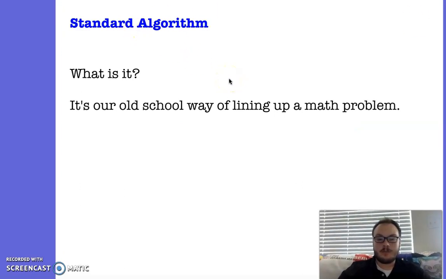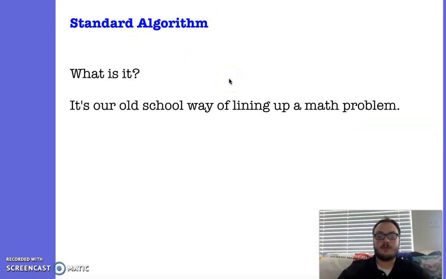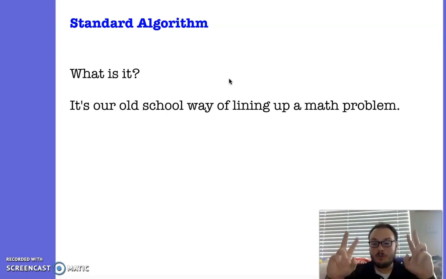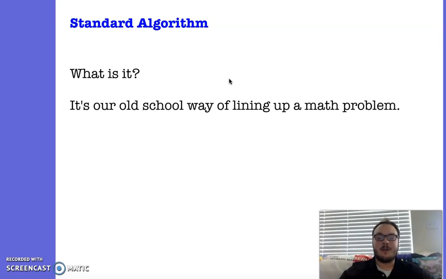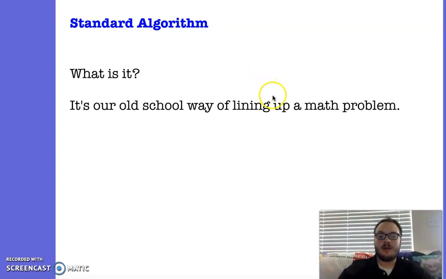Today we are going to be covering the standard algorithm. The standard algorithm that we're going to be talking about today is for multiplication, and it's our old school way of just lining up a math problem and solving it that way. A lot of you have seen it before, but this is helpful for bigger numbers, and it can actually be quicker than the area model or box method that we already know how to do.